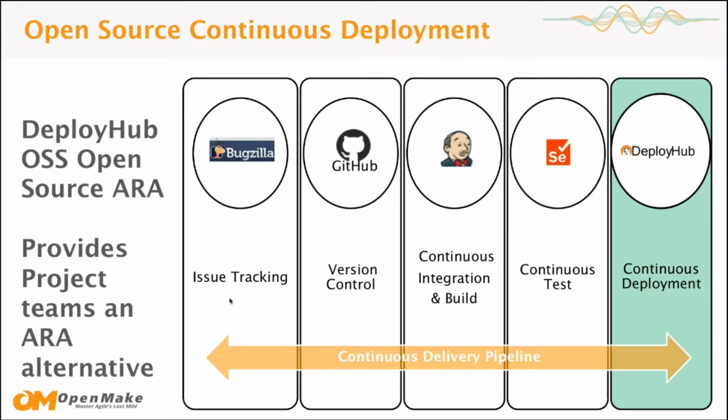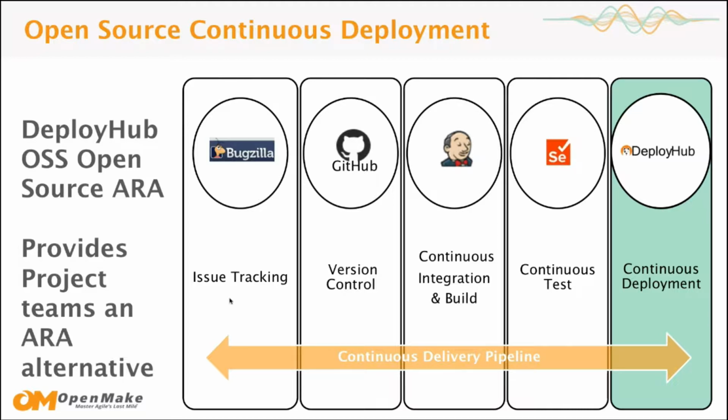So let's look at how to achieve continuous deployment using open source tools. DeployHub is an open source ARA solution, an application release automation tool. If you look at the whole pipeline here, we have open source issue tracking, such as Bugzilla. We have Git for version control. We have Jenkins for the continuous integration and build, Selenium for continuous testing, and DeployHub to fit the missing piece, which is the continuous deployment part of the puzzle.